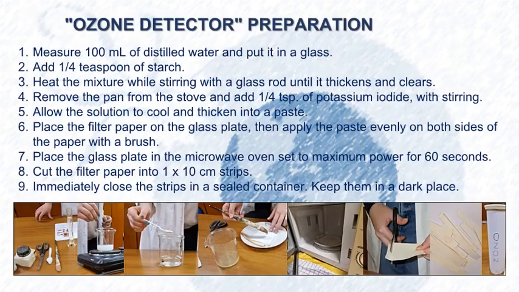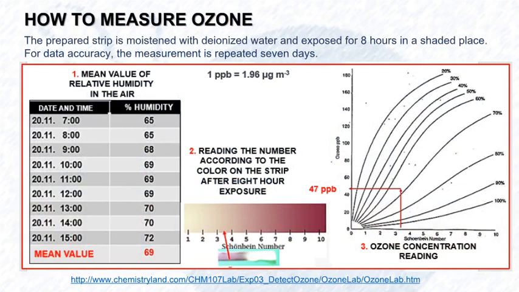The procedure for making strips in a school lab for measuring the amount of ozone in the air is described here. You will need filter paper for 300 strips, 5 grams of starch, 1 gram of potassium iodide, 1 liter of deionized water, beaker, container with a stopper, scissors, glass plate and microwave oven. To measure ozone, the prepared strip is moistened with deionized water and exposed for 8 hours in a shaded place.